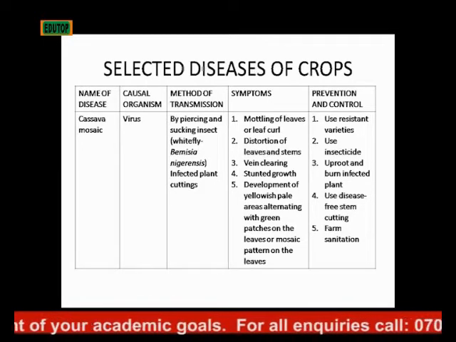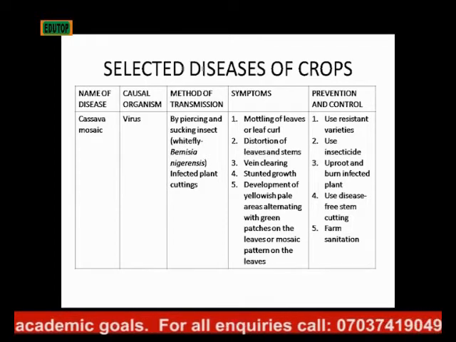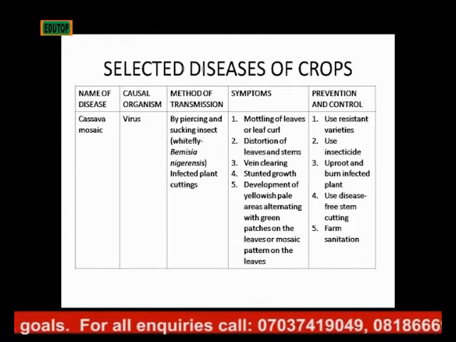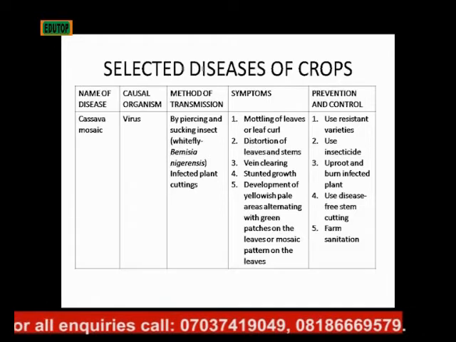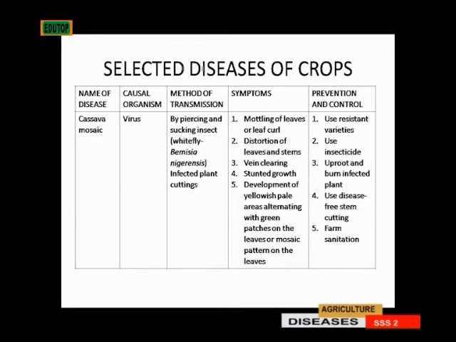Then the plants will experience stunted growth. Then there will be development of yellowish pale areas, alternating with green patches. So you see patches on the leaves of the plant, and the color of those patches will be yellow.